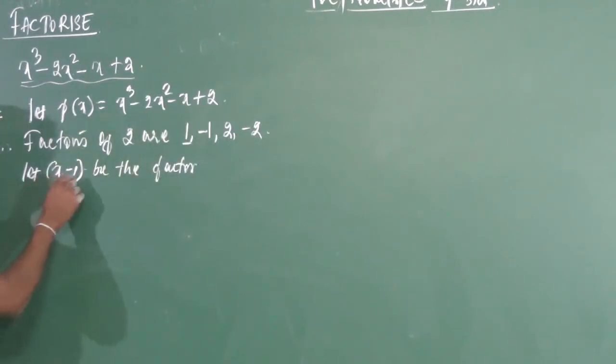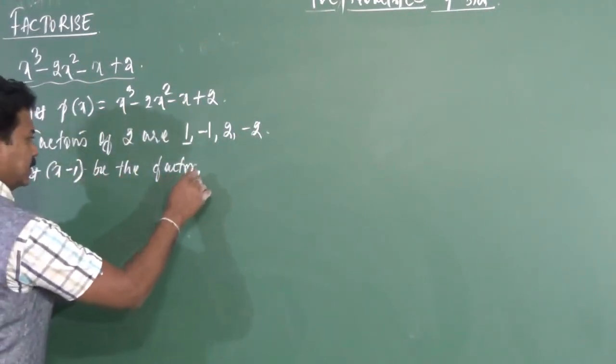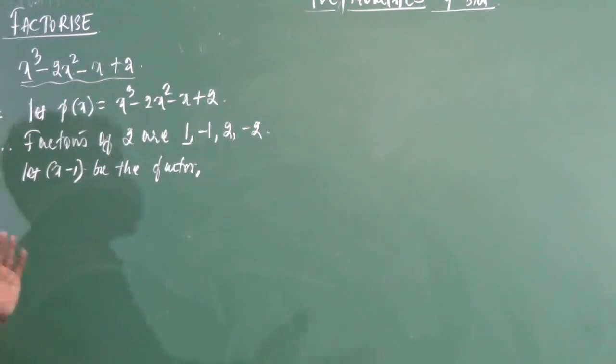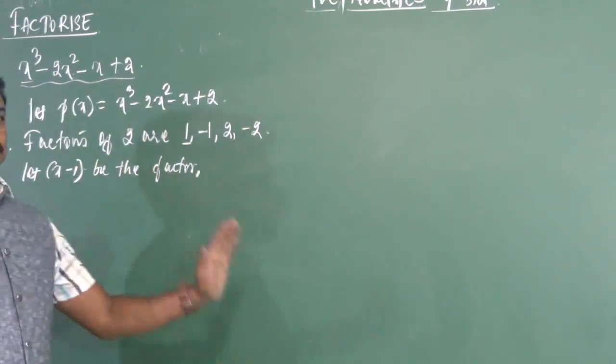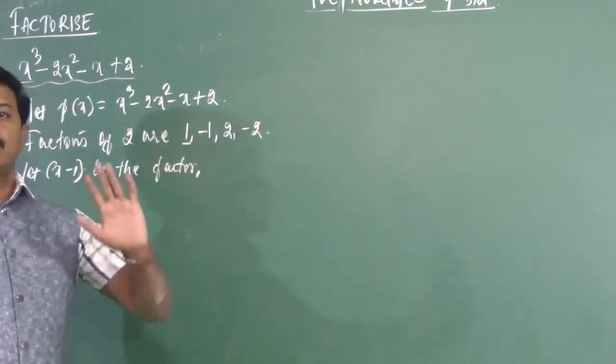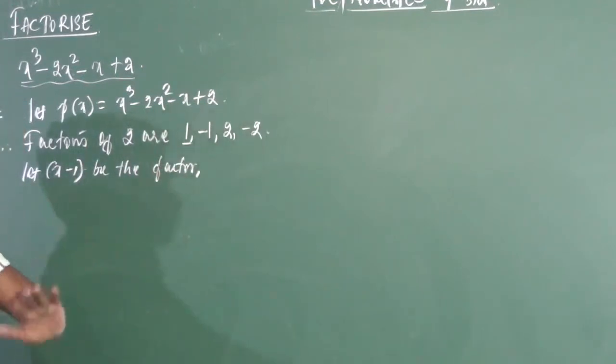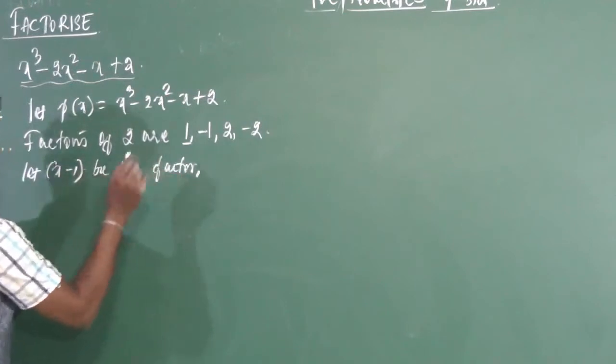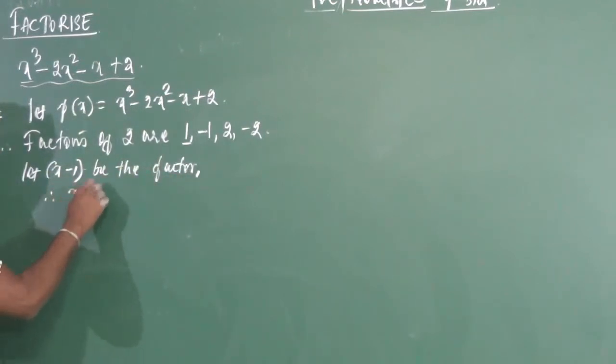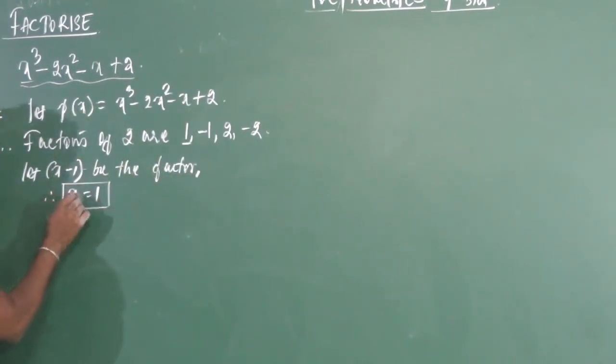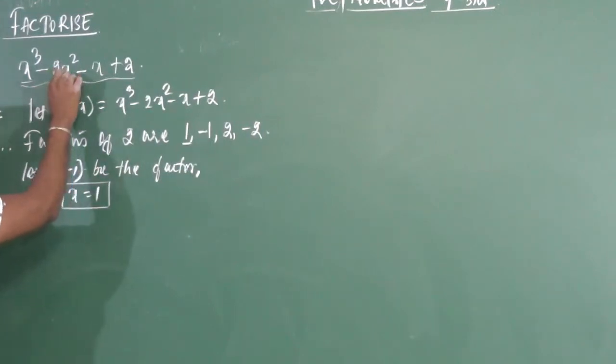Because let x minus 1 be the factor, I have guessed. This is by trial and error method. I too don't know whether x minus 1 is a factor of the polynomial p of x or not. I do not know. Still I have to check it, right? So let x minus 1 be the factor. So therefore x will be equal to 1. So let us substitute this value in this polynomial.